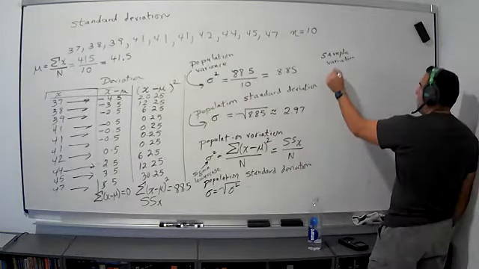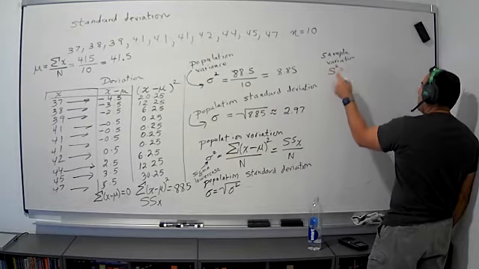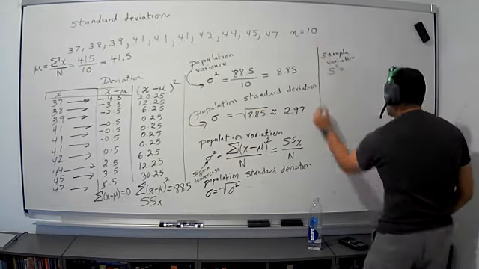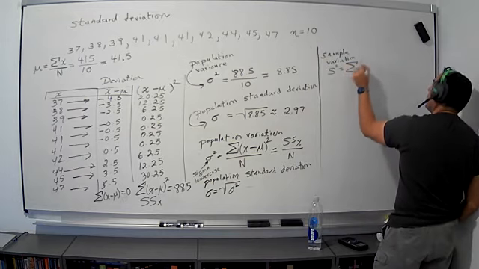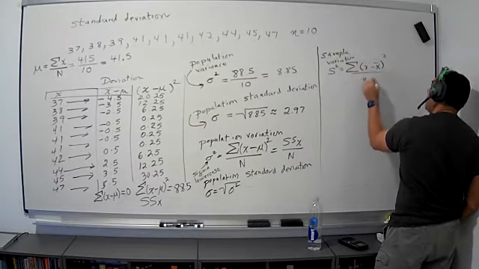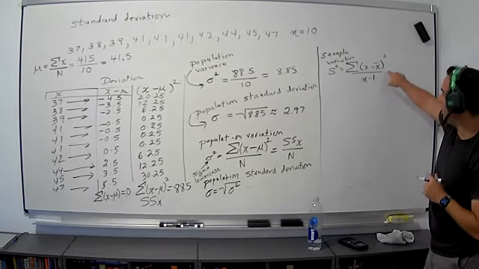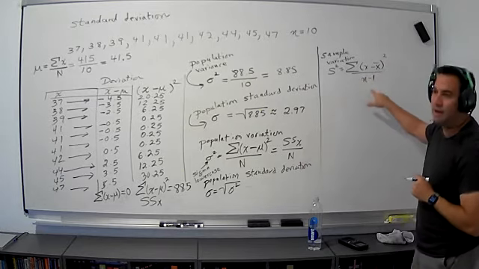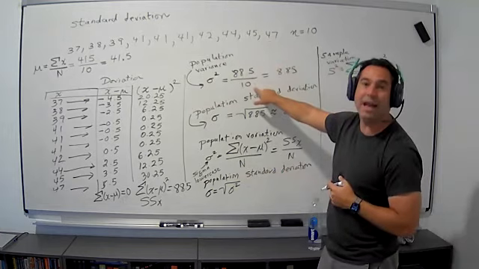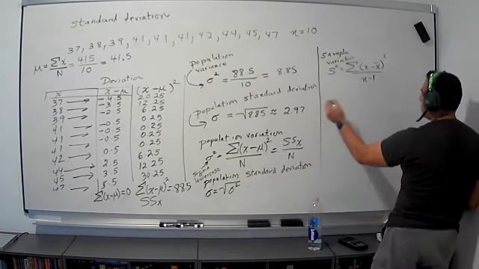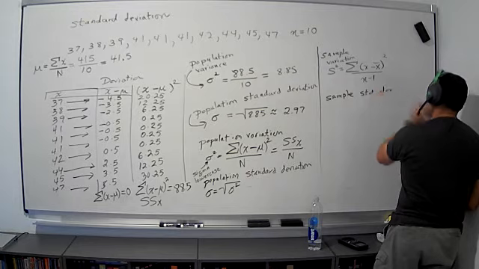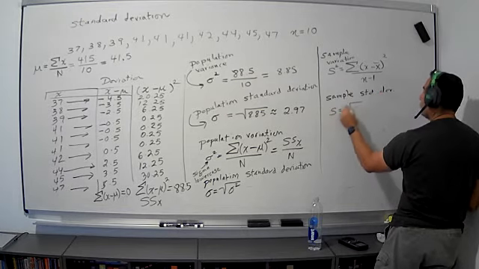Doesn't matter. We use the letter S squared, and I guess I should do it with these guys down here. I'll just leave it up here. S squared equals the sum of X minus X bar squared, divided by little n minus 1. That's the only difference between this and this here: you have to divide by one less. So if this was a sample, instead of me dividing by 10, I would divide by 9. And then the sample standard deviation, I abbreviated, S equals the square root of S squared.